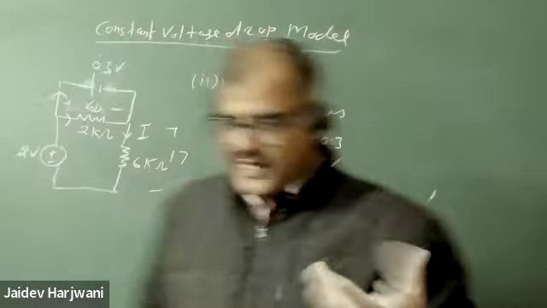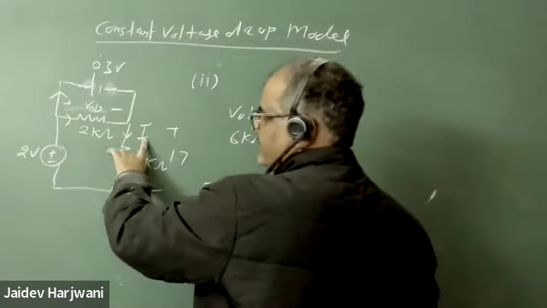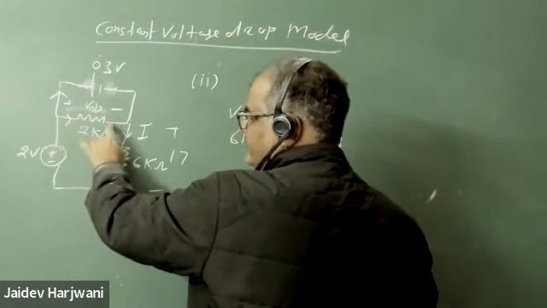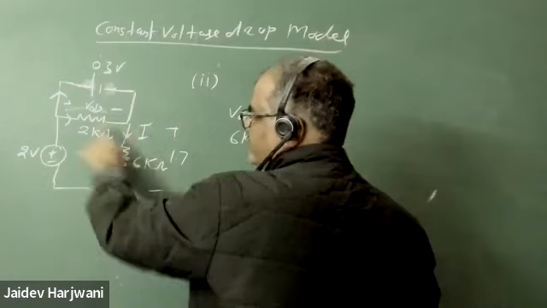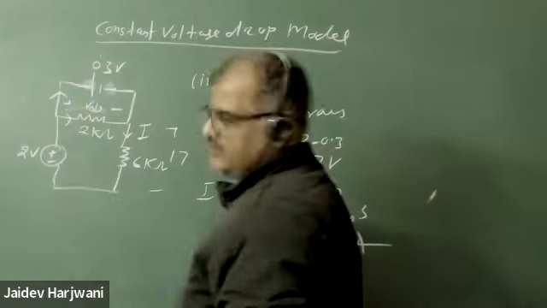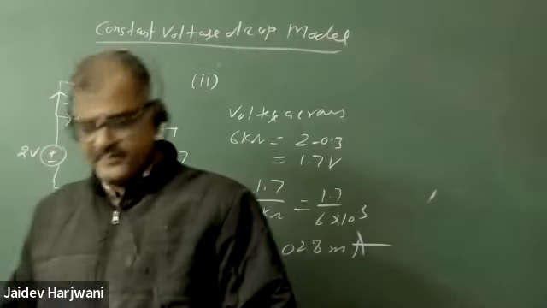You can also find ID now. Because this current you know, and this voltage you know, this resistance also you know, so you know this current also. So this current minus this current will be this current. How much is coming here? That also you can find, isn't it?